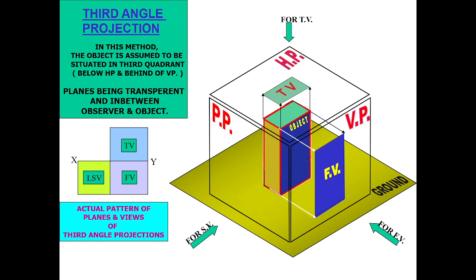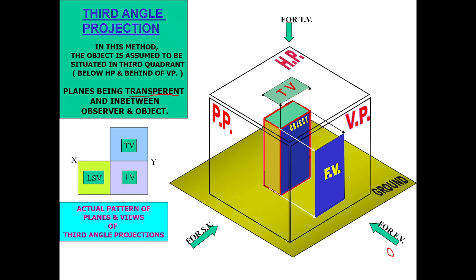Okay, so this is the horizontal plane, this is the vertical plane, this is the profile plane. Now this plane is considered to be transparent, and you can see here what the sequence is. Here is the observer, here is the plane, and behind the plane there is the object. Observer, plane, and object, this is the sequence.